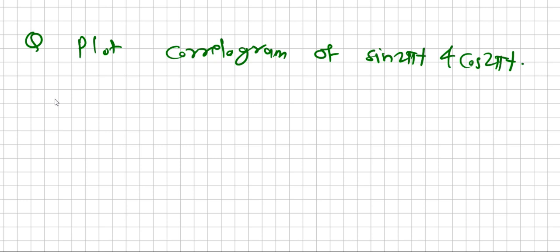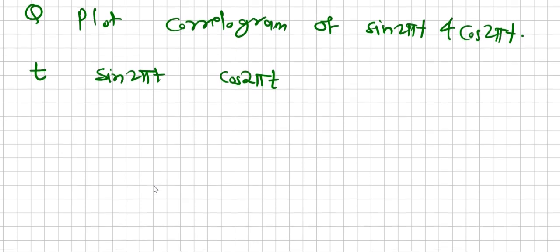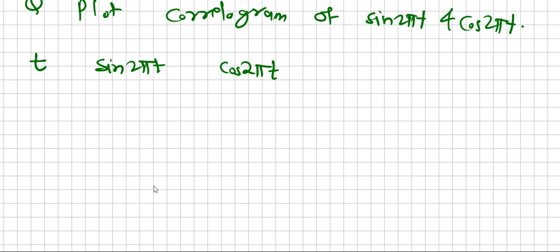Now let's try to plot. Here you take t, then the first signal sin 2 pi t, second signal cos 2 pi t. First you must prepare the table. Don't directly jump to the plot. First of all, you should have the table, then you should have the coordinates, then you go for the plotting of the correlogram. Otherwise, plotting of the correlogram will be very, very difficult. Okay, now let's take some values of t. Let's say 0, and sin 0 is 0, cos 0 is 1. So I got the coordinates 0, 1.